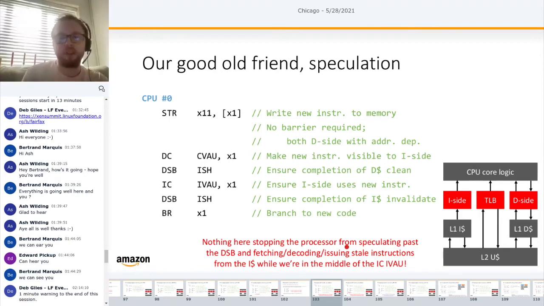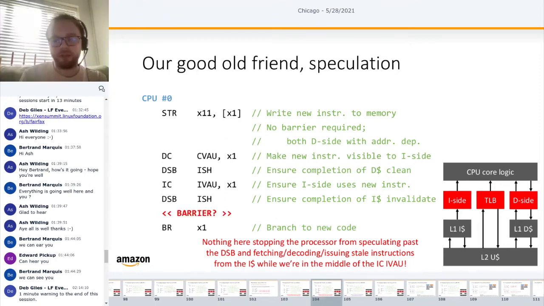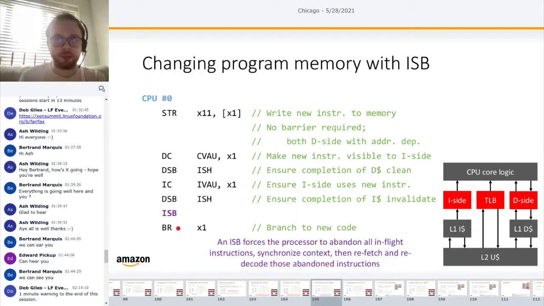What we need to do here is tell the processor to abandon anything that it's done before, refetch it and redecode it, because now we've changed the contents of program memory. I need to make sure it gets that new opcode that's actually there. So this is another barrier. We can't put a DMB or a DSB here. It wouldn't make sense. So what I need is an ISB.